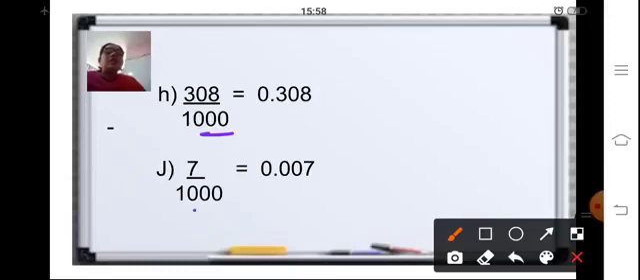Now 7 upon 1000. In the numerator you have got only one single digit. So write the number 7 first as it is. For the second and the third place, put 2 zeros and then put a decimal point and then 0.007. Okay. So this is how you will convert from decimal fractions to decimal numbers.